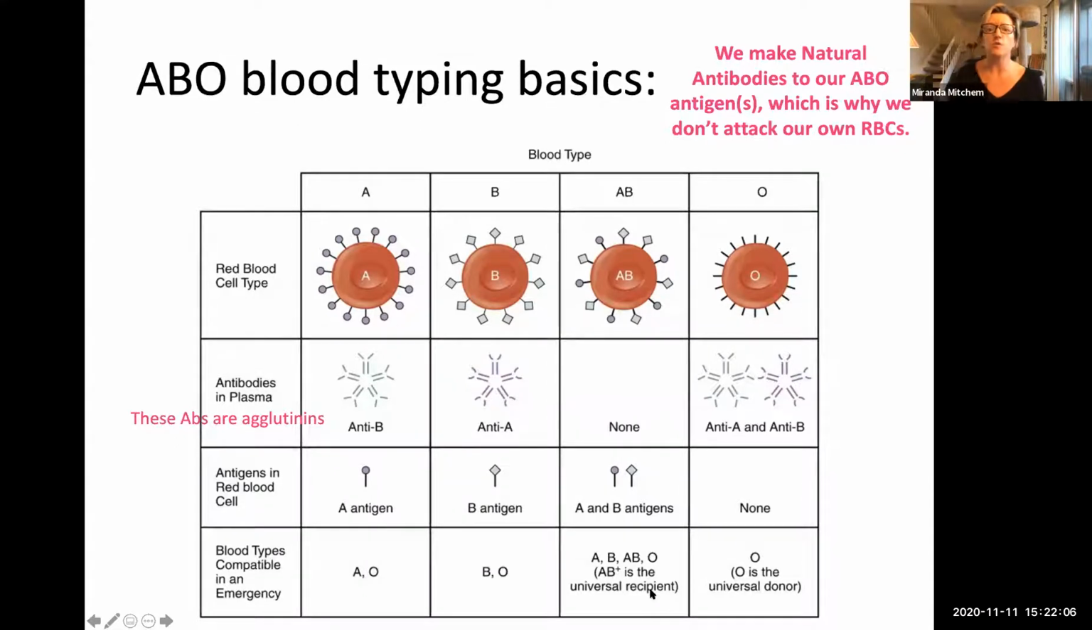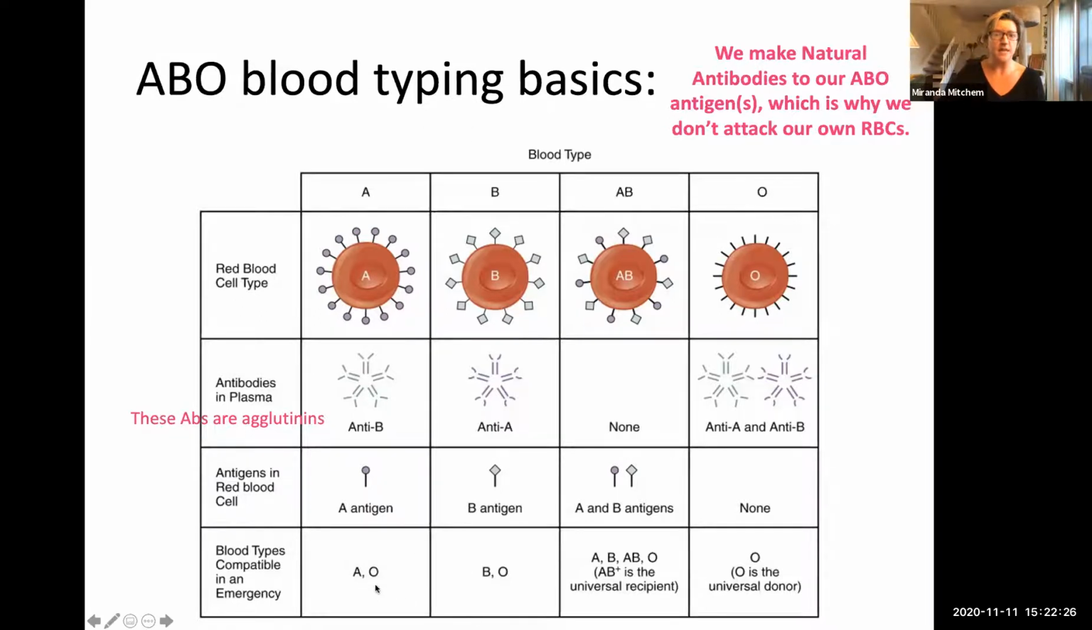They are the universal recipient because they're tolerized to both A and B. They don't have any of these agglutinins in their bloodstream. And then type O, these are the universal donors. They can give blood that can be received by any blood group.